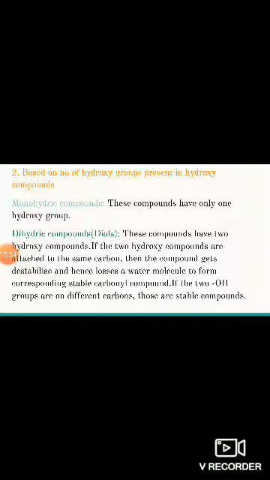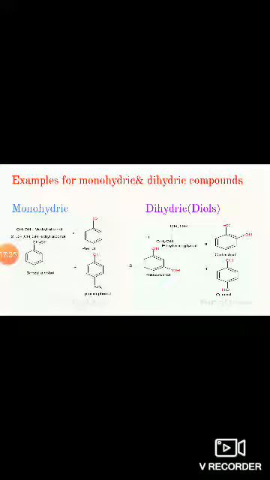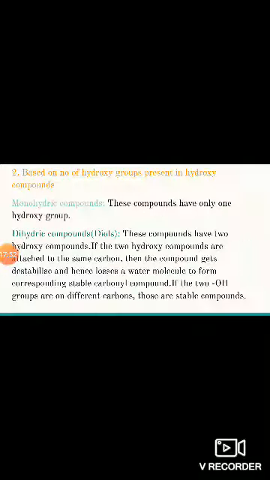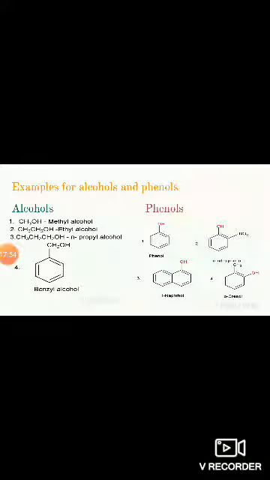Next, examples for monohydric as well as dihydric compounds. Okay, monohydric compounds. Monohydric means they contain only single hydroxy group. So methyl alcohol, ethyl alcohol, and propyl alcohol.